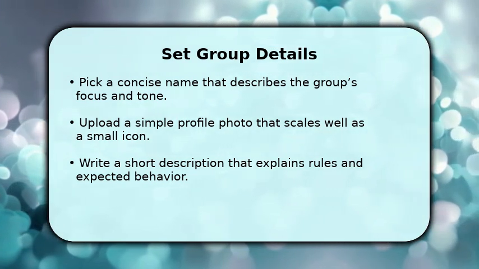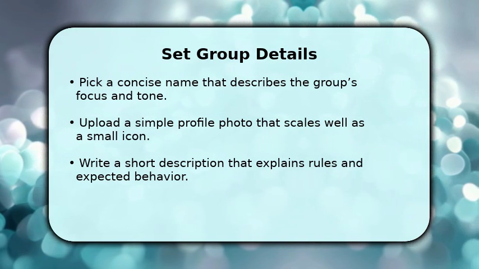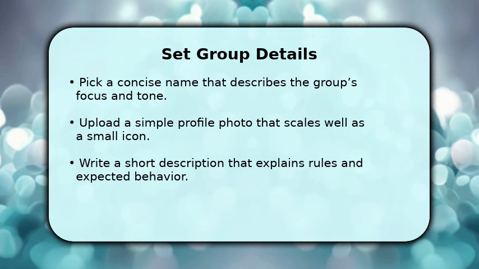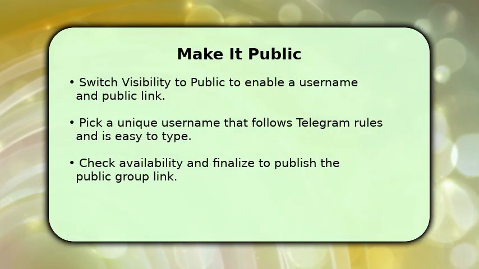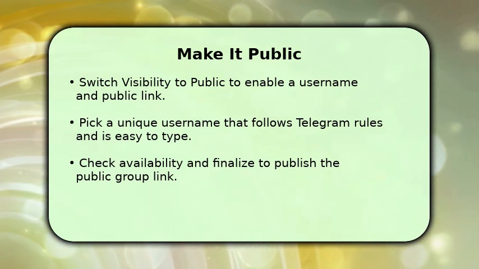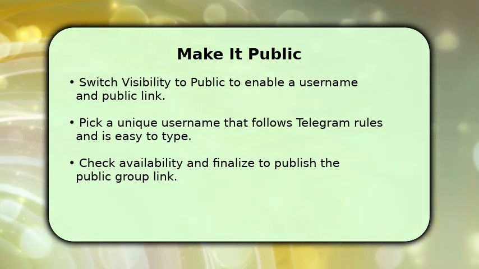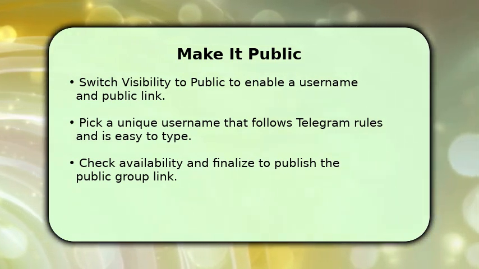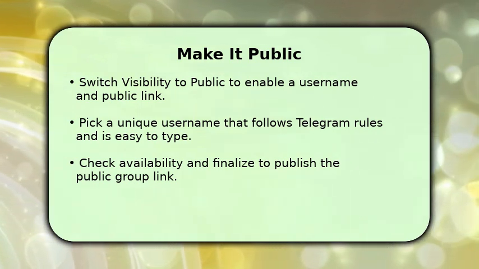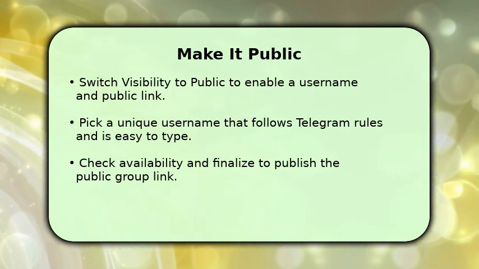These details make your public group easier to find and decide on for potential members, and they reduce moderation load later on. Set visibility to public to allow a username and a public link that anyone can use to join. Create a username that's short, memorable, and complies with Telegram's character rules so it's easy to share. Verify the username is available, then save settings to publish the group.